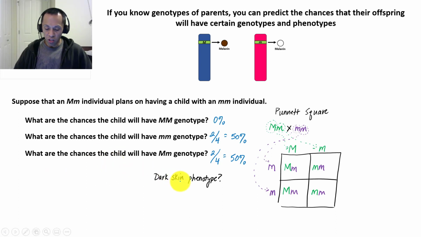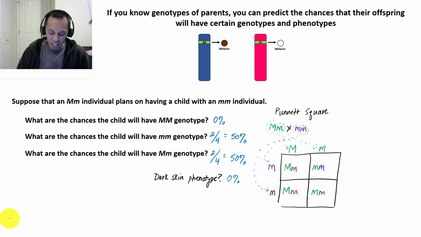So because we know that the dark skin phenotype is produced by the big M genotype, and because we know that there is a 0% chance that this couple will produce a child that has the big M genotype, we know then that there is a 0% chance that this couple will produce a child that has the dark skin phenotype. And I guess we can go down the list.